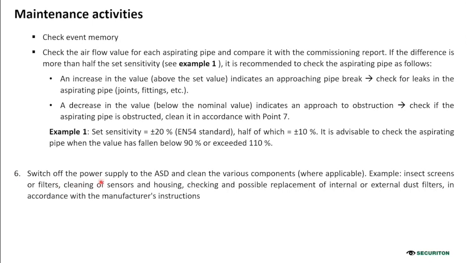We have to switch off the power supply on the ASD unit and clean up the various components. For example, we need to clean up the insect screen or filters. This is the case when the value is going down. We need to clean the sensor and housing. Remember that we cannot open the sensor, but we can clean the housing, only externally. And we can check and possibly replace the internal or external dust filter, in accordance with our instruction.